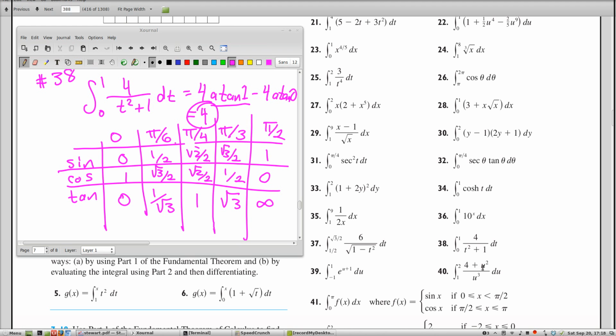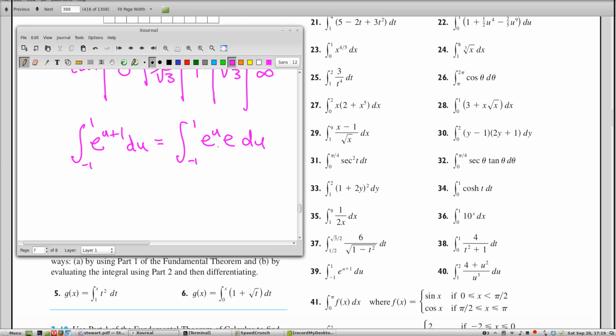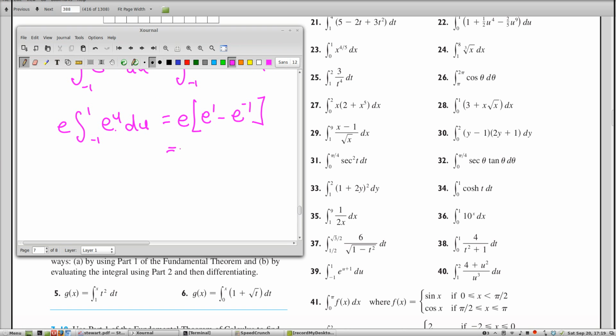For number 40, the trick is to break this up into 2 fractions. This you could do with substitution, or you could rewrite. You could rewrite e to the u plus 1, the integral from minus 1 to 1 du. It's the same thing as the integral from minus 1 to 1 of e to the u times e du. So hopefully you just realized, oh, that's the trick, and now I can take e out like this. The reason I'm disrespecting e like this is because e is just a number. Don't forget that e is just a number, so it can come out just like any other number. And now you've got e to the 1 minus e to the minus 1. And whatever that is, is the answer. So it's the same thing as e squared minus 1.